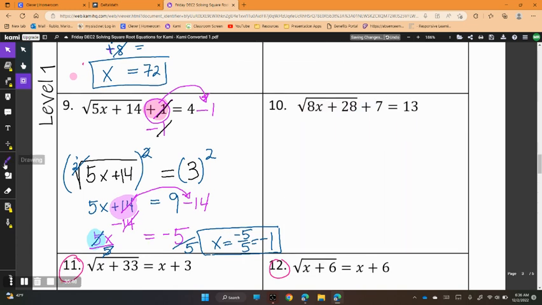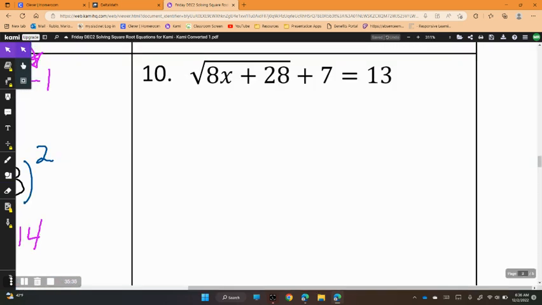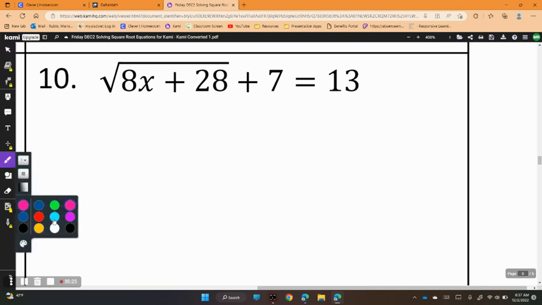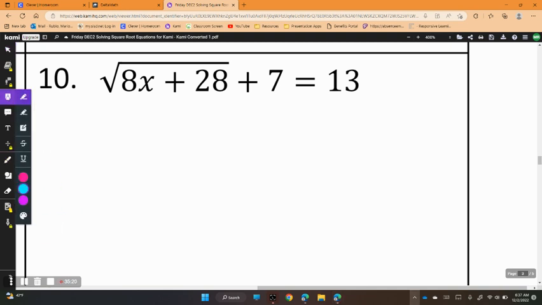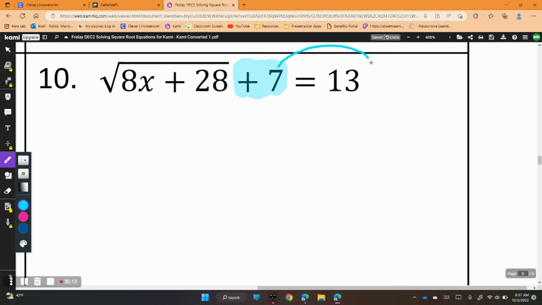Let me go over number 10 one more time so that we can make sure we really understand these that are a little bit harder, because this number 10 and number 9, there's going to be problems like this in the Delta Math. Okay. So I'm going to do this one more time for everybody to see. Okay, so remember, first step, get this 7 to the other side of the equation.